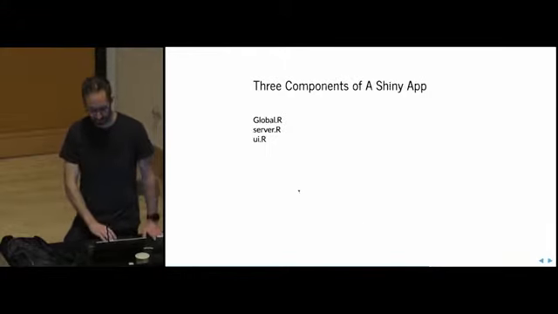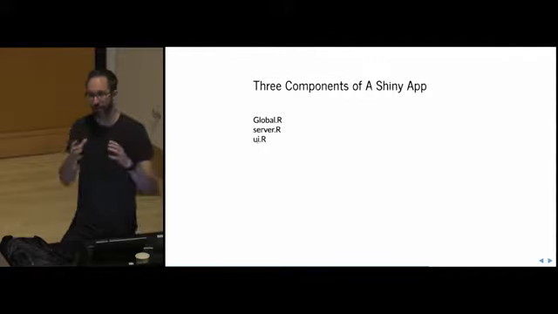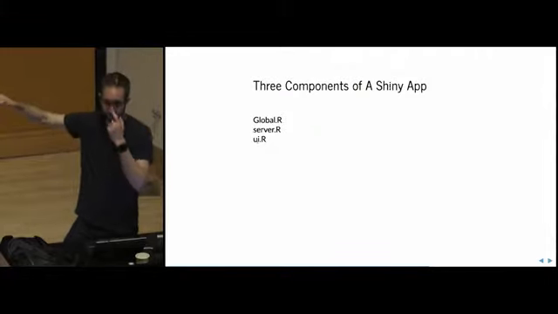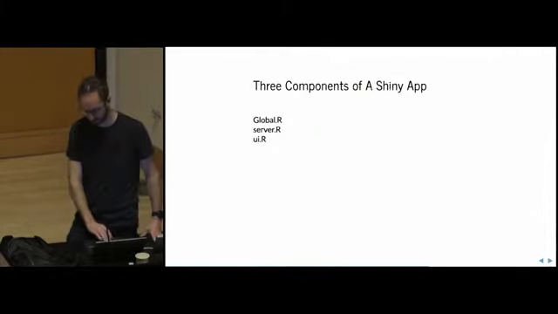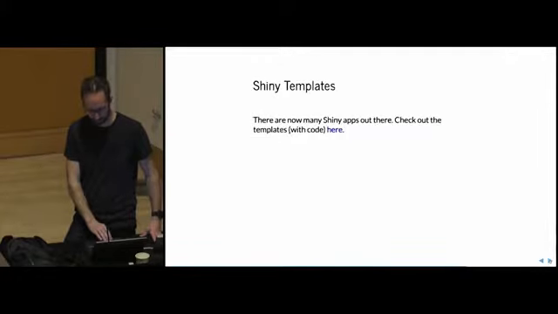The UI is the user interface script, and that explains the aesthetics, what the user is going to see in their browser. And so basically, a Shiny app includes these 3 components. It used to be you needed 3 separate files. Now they can all be in one file. And you can build a pretty serviceable app.